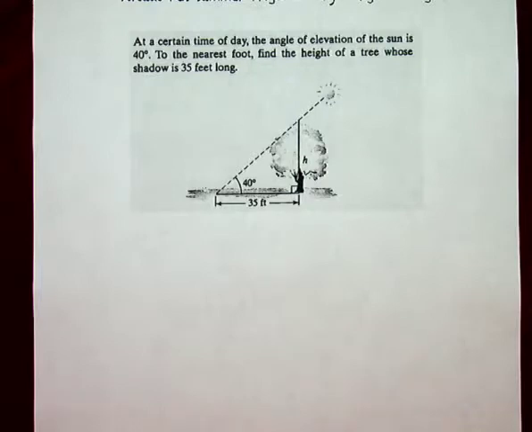And this one reads, at a certain time of day, the angle of elevation of the sun is 40 degrees. To the nearest foot, find the height of a tree whose shadow is 35 feet long. Okay.